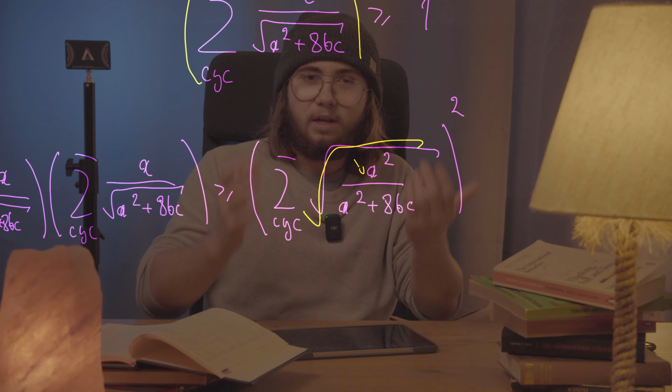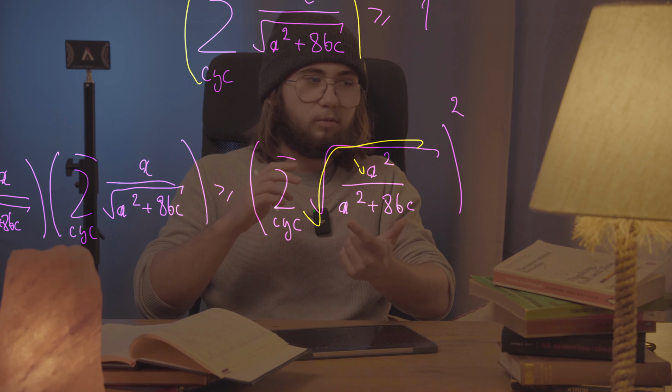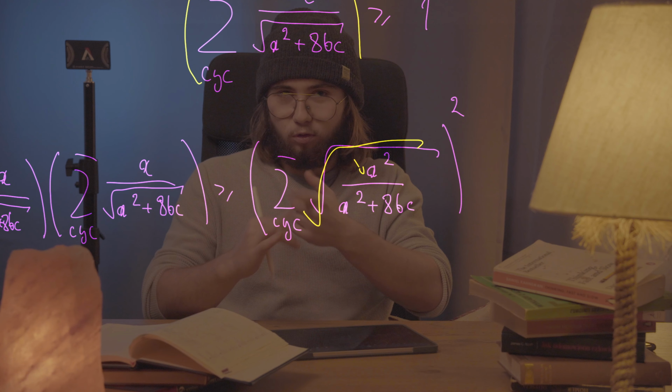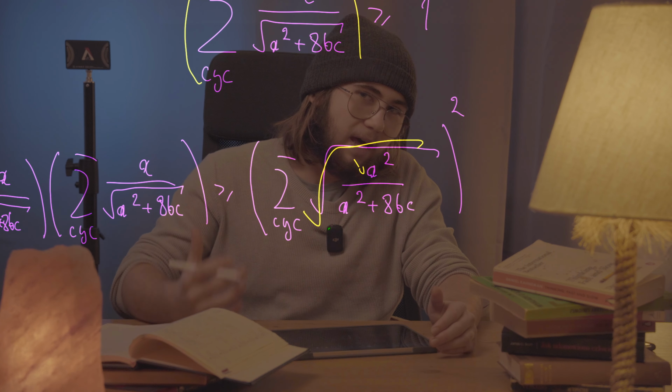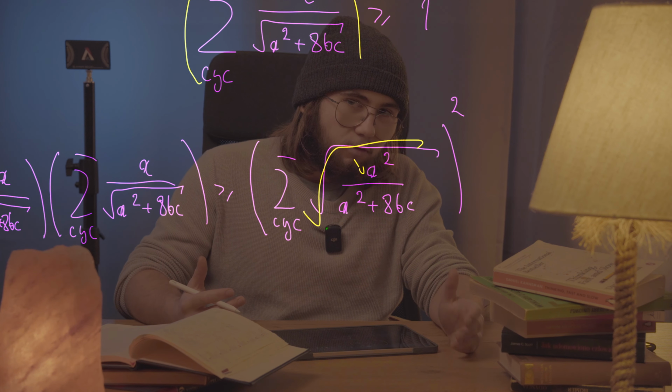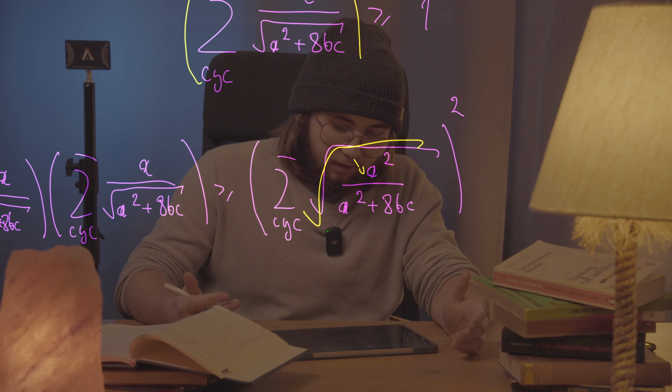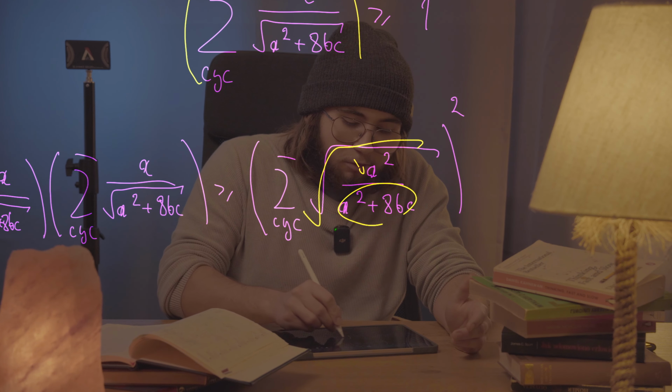Well, this is just a plain old a without any addition, multiplication, division, roots, integrals, whatever. There's no other stuff. It's just a plain old a. Well, lovely. Absolutely perfect. The only problem is that we still have to get rid of this denominator, this a squared plus 8bc. How do we do it?